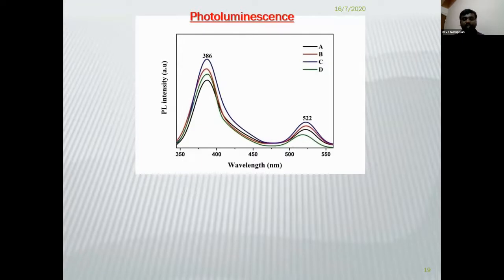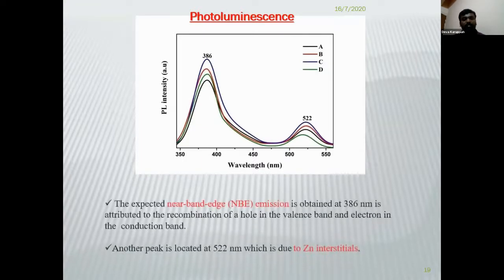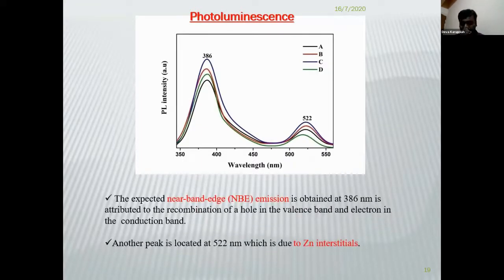Photoluminescence we already discussed. The photoluminescence is the same actually: 386 nanometer for the NBE emission, and then 522 nanometer comes from the defects, like zinc interstitial or oxygen vacancy deficiency.